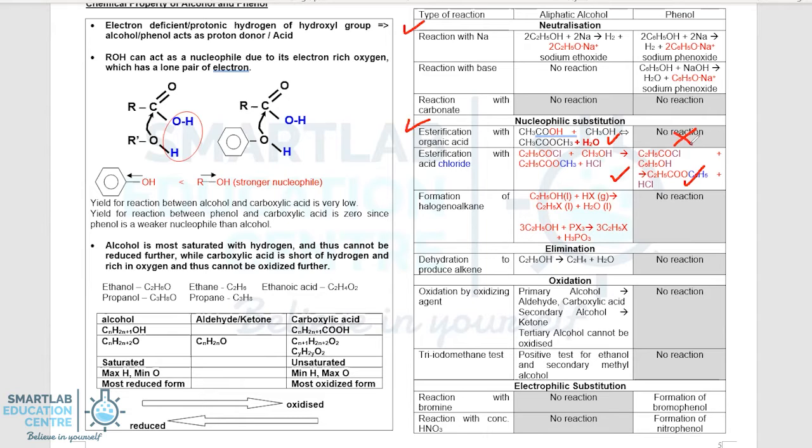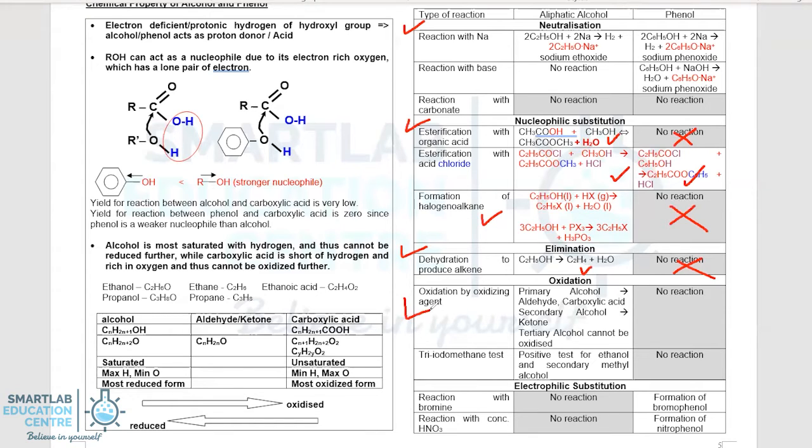The second part of nucleophilic substitution is when alcohol is converted to halogenoalkane. In this case, phenol is not able to take part in this reaction. We will explain about that later. The third reaction that you learn is elimination. In elimination, alcohol will eliminate to produce alkene. Again, phenol does not undertake elimination.